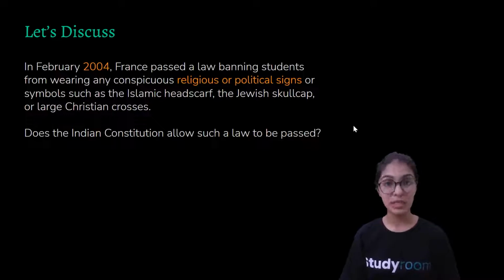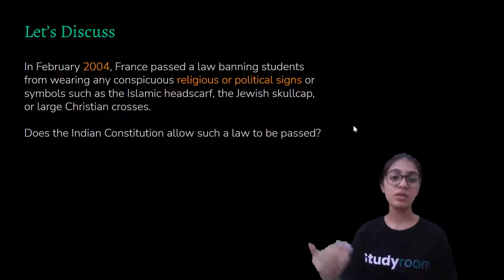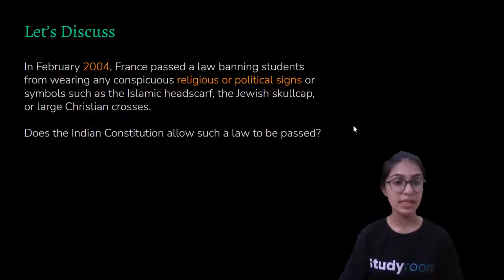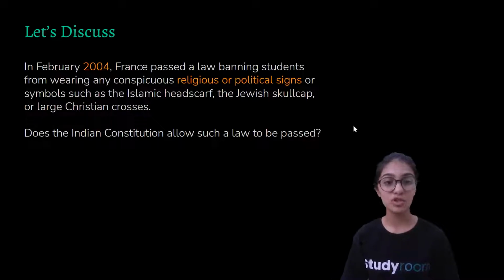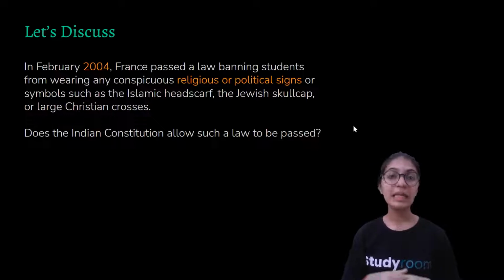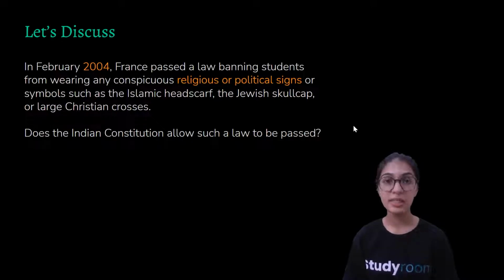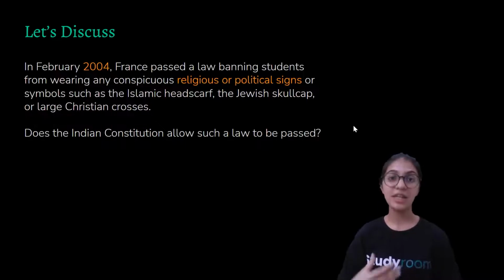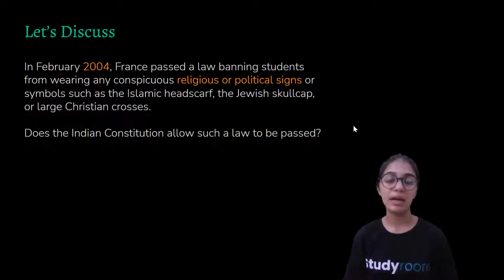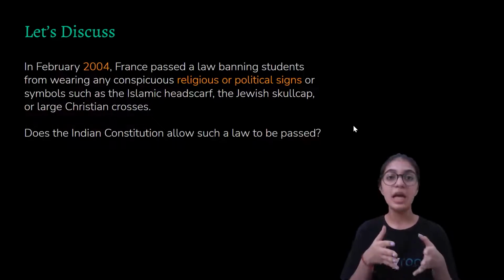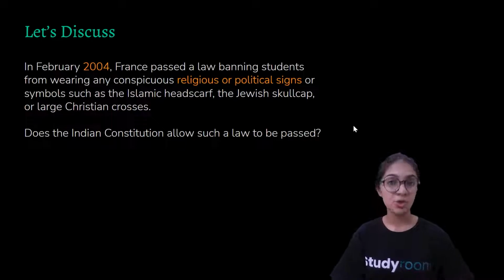This kind of rule was passed in France in 2004, and there is a question beneath this that says: does the Indian Constitution allow such a law to be passed? Basically, the Constitution of India is very rigid as well as flexible. It is flexible when it is supposed to be, and it intervenes when it is supposed to. When it sees that nobody's fundamental rights are being violated and everybody is equally treated, then it does not intervene. It intervenes only when it notices that someone is being discriminated against or ill-treated.